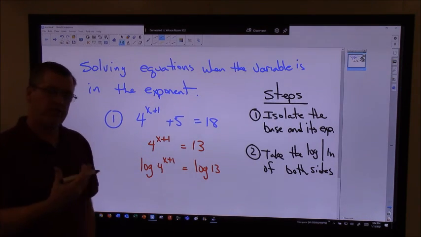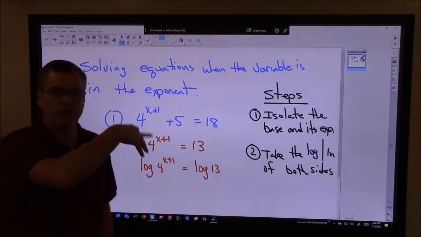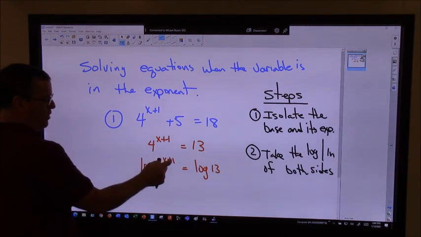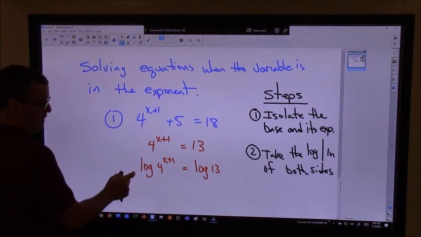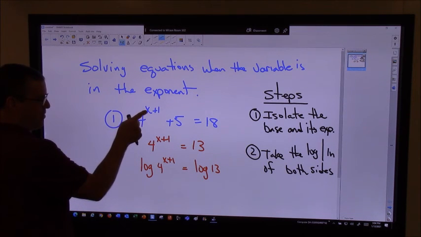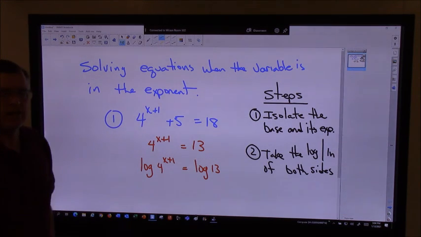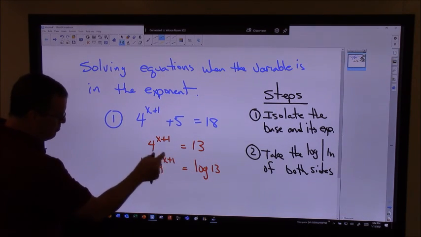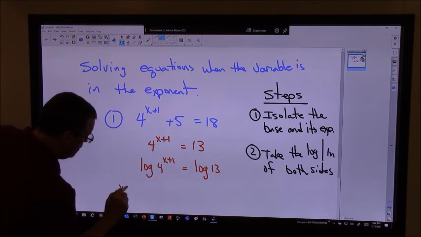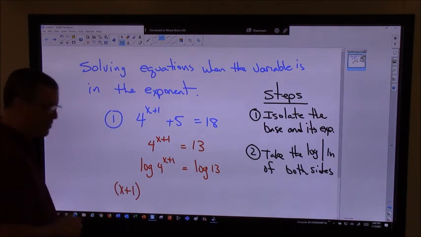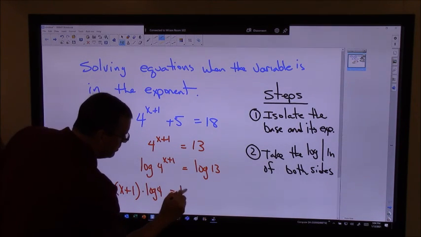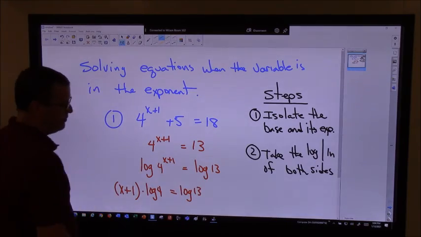And I don't know if you guys remember this, of the properties that we learned. We just did this the other day. Of the properties, the most important one is going to be where when you have a log of something raised to an exponent, you can bring that exponent down in front. See, I can't solve this until I get rid of the exponent. And that's the way that you get rid of it. Once you have a log out in front, you can bring this down in front and then write it this way: x plus 1, put it inside parentheses, times log of 4 equals log of 13.